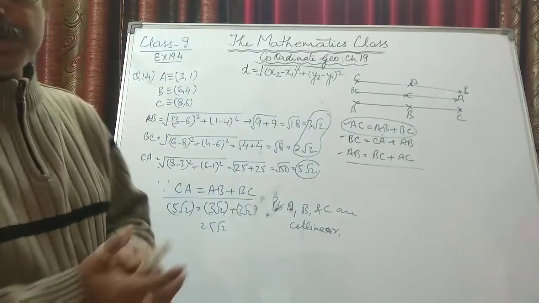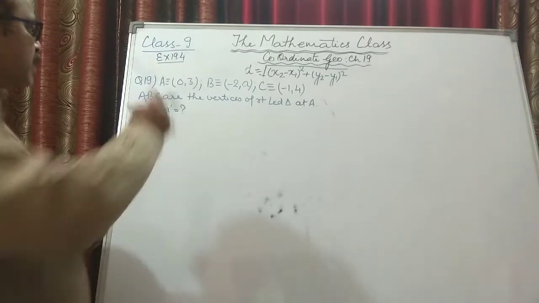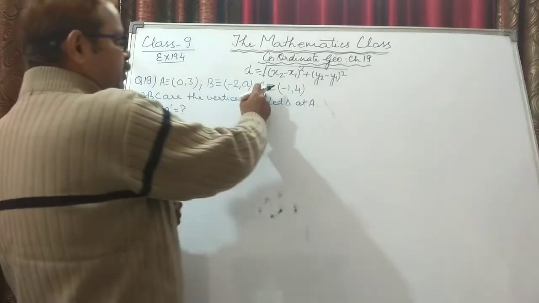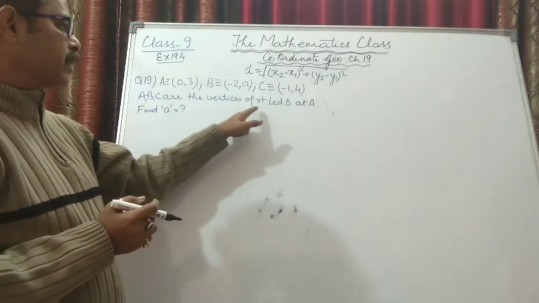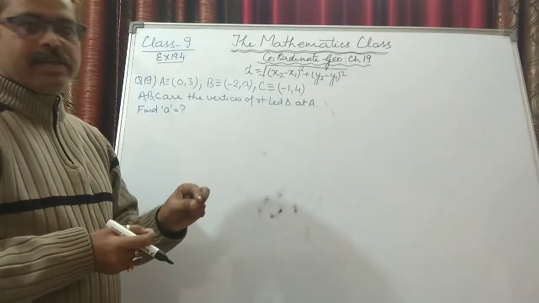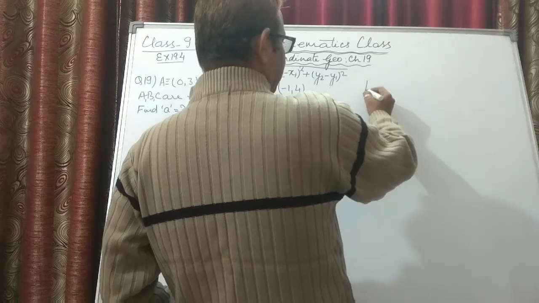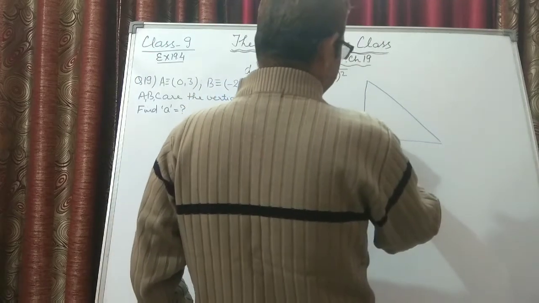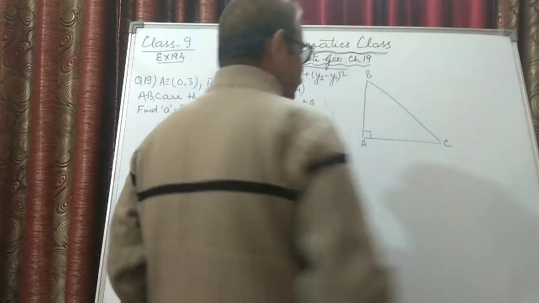Now we will move on to the next question, and that will be question number 19. They say A point is 0, 3, B point is minus 2, a, and C is minus 1, 4. They say that A, B, C are the vertices of a right angled triangle at A. It means there is a triangle ABC whose angle A is 90 degrees. We can draw a diagram something like this. Let us say this is a right angle triangle in which angle A is 90 degrees. Any other vertex can be B, and any vertex can be C.